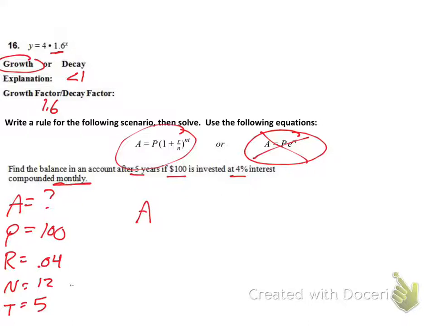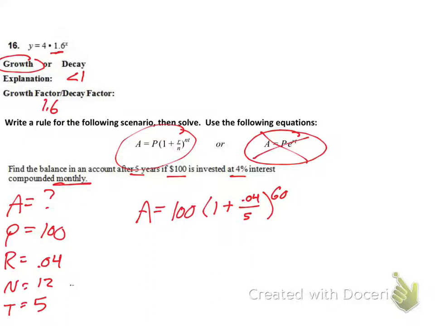So the money I'm going to get back in my account, A, is equal to my principal of 100 times 1 plus 0.04 over n, and then a parentheses, and then raised to the n times t. And I like to do this right away, just because it makes things simpler, but n times t is 12 times 5, which would be to the 60th power.